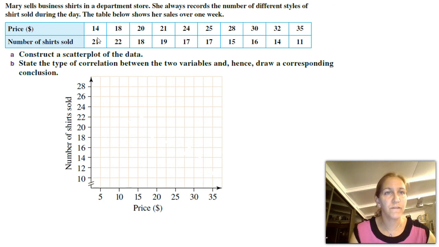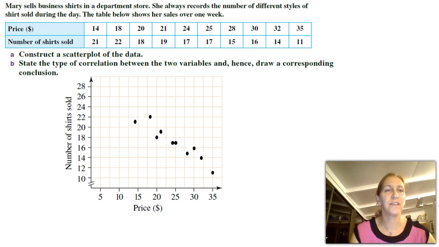So our first point, 14 x and 21 y. So 14 and 21 right about here. Next point, 18 x, 22 y. So 18 x and 22 y about here. And so on. Our next one will be 21 and 19. 20 and 18. 24 and 17, 25 and 17, 28 and 15, 30 and 16, 32 and 14, and 35 and 11.